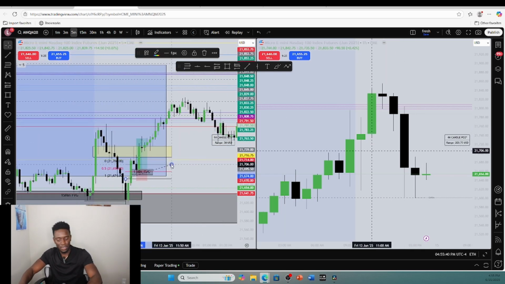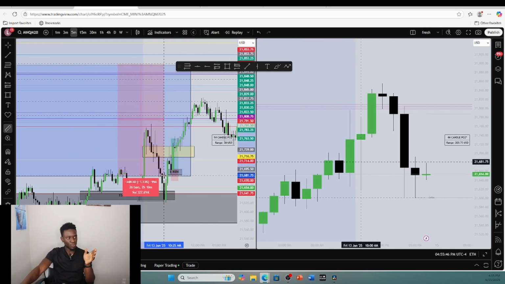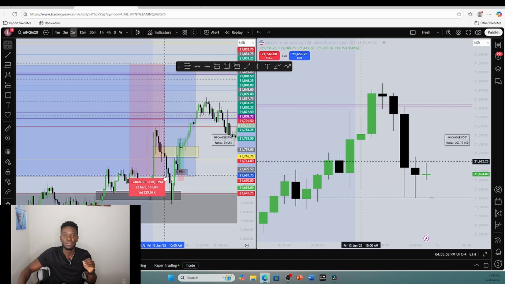Let me delete this. I'm gonna start off by saying this first. This blue range right here is what we like to call the opening range gap. It's a 248 pip range, and the way that I get this is every day when the market closes, from 4:15 the previous day to the next day at 9:30. That right there is our opening range gap.